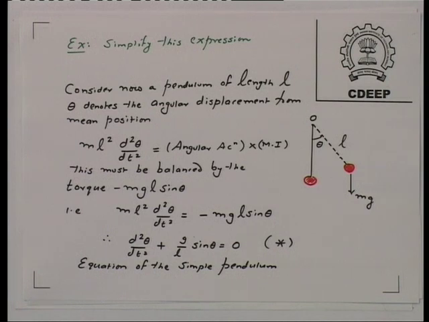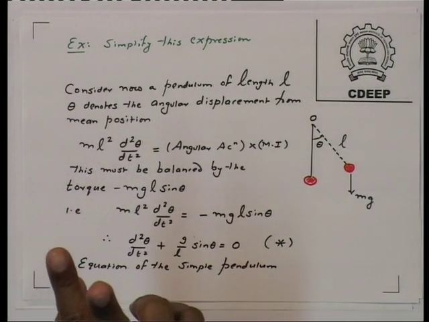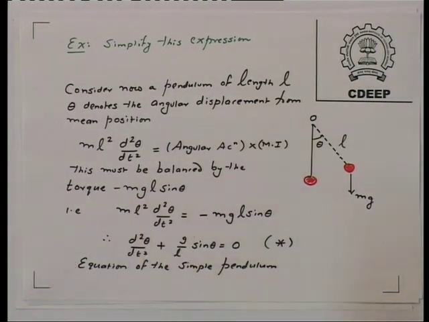So, the balance law is written down now: ml squared d2 theta by dt squared, which is the angular acceleration multiplied by moment of inertia. This must be balanced by the torque. What is the torque? Minus mgl sin theta. Why the minus sign? Because as theta increases, it is acting in the downward, in the opposite direction. They act in opposite directions. So, you equate them, and what do you get?